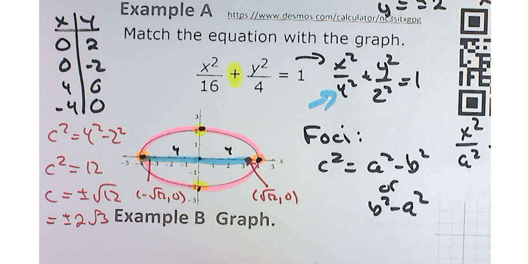Yes? When we converted 16 squared to 4 squared and 4 to 2 squared, that was to make the foci.